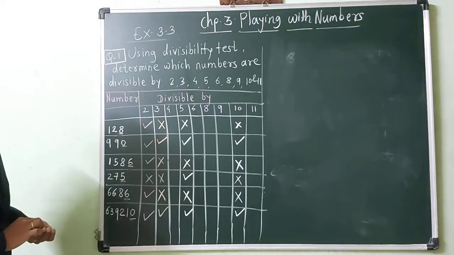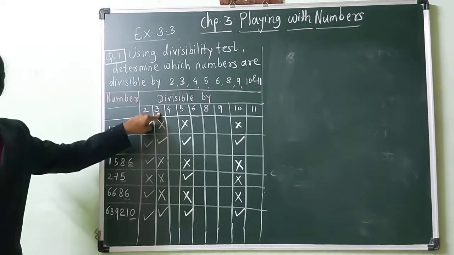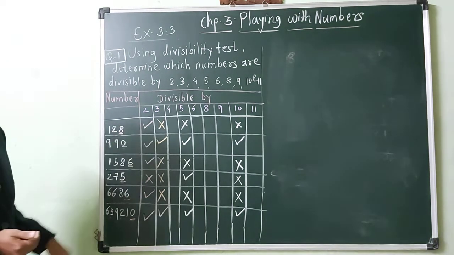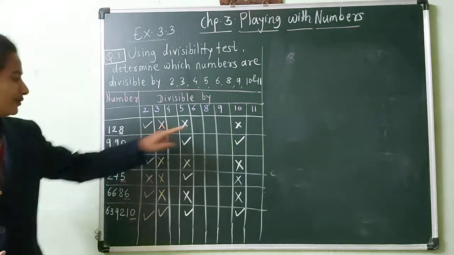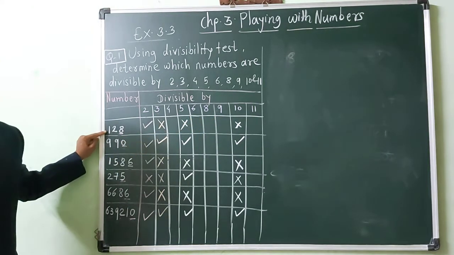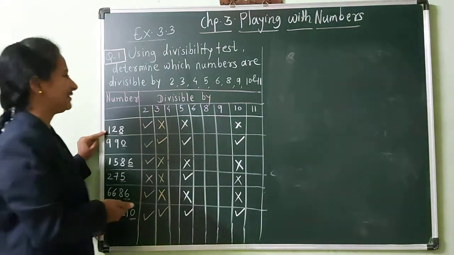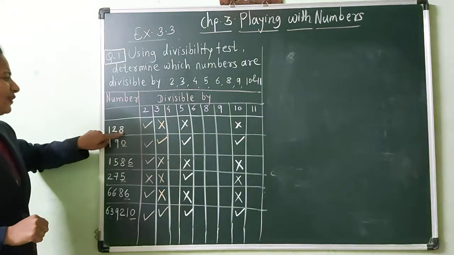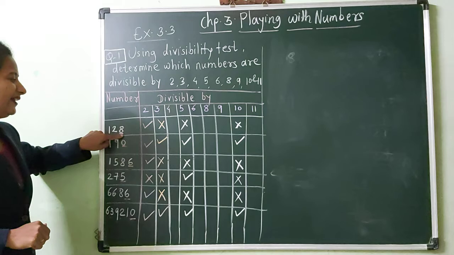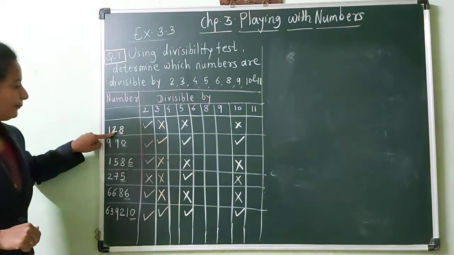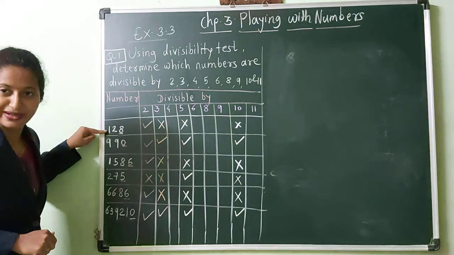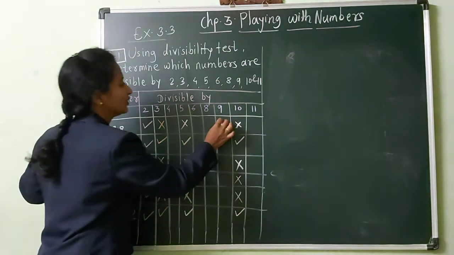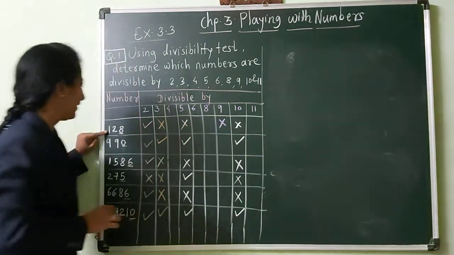Now the next number, 9. For 3 you have to check the addition of all digits, right? The same test is for 9. You have to do the sum of all digits present in the given number. If that sum is divisible by 9, then that number is divisible by 9. So what is the sum of 128? 8 plus 2, 10. 10 plus 1, 11. And is 11 divisible by 9? No. So this number is not divisible by 9.